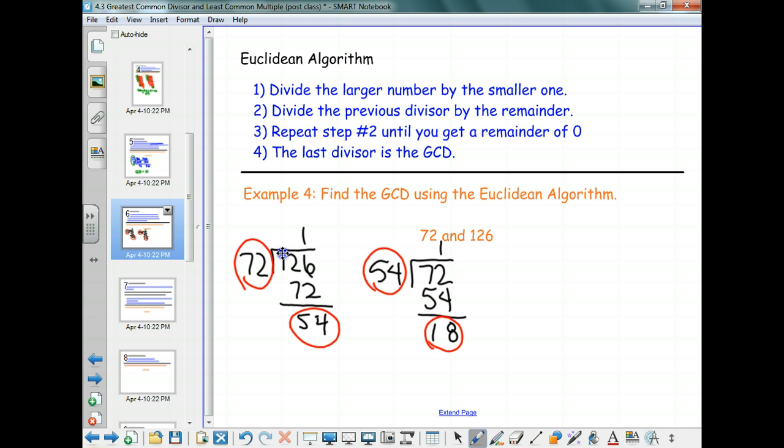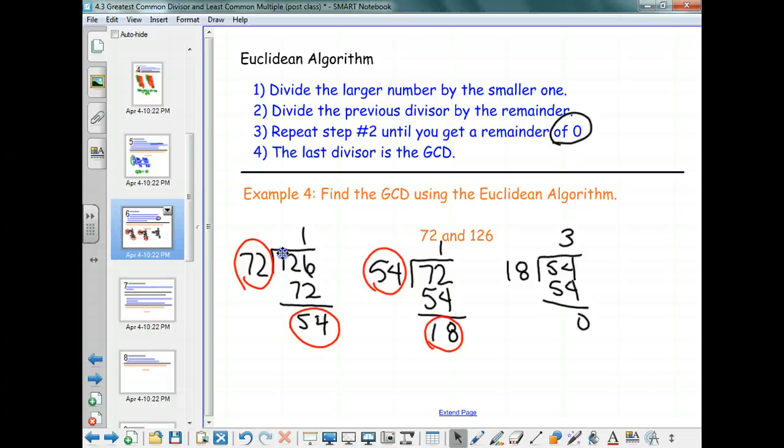And then I'm going to take the remainder and the divisor, and I'm going to do it again. So what's going to go where? 18 to the outside. How many times will 18 go into 54? It'll actually go in 3 times. What's 3 times 18? It's 54. So what's my remainder? 0. It says we're going to do this until I get a remainder of 0, which I did.